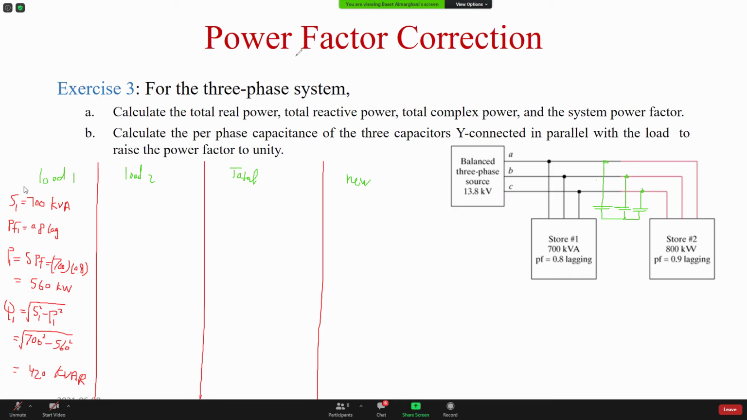Quite. The second one. We have the second one. They give me the kilowatt, so I know P here.